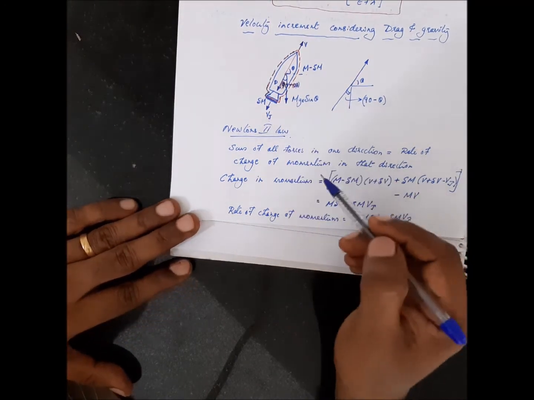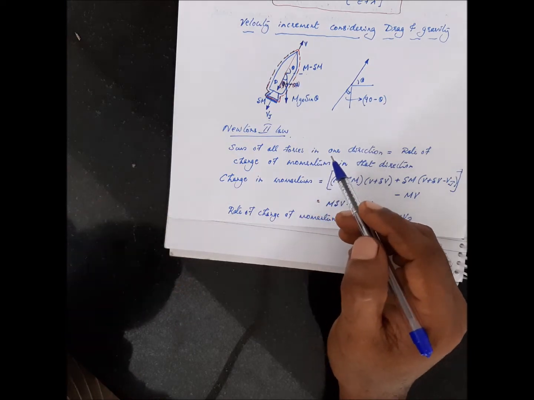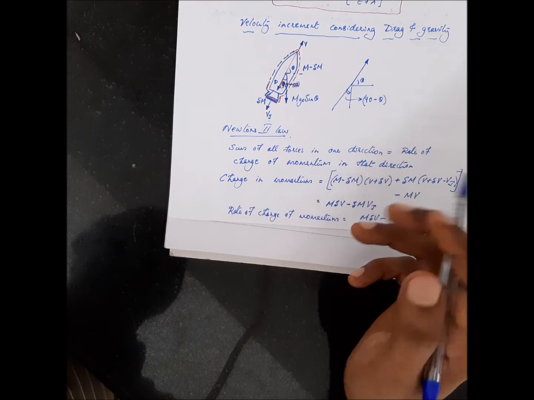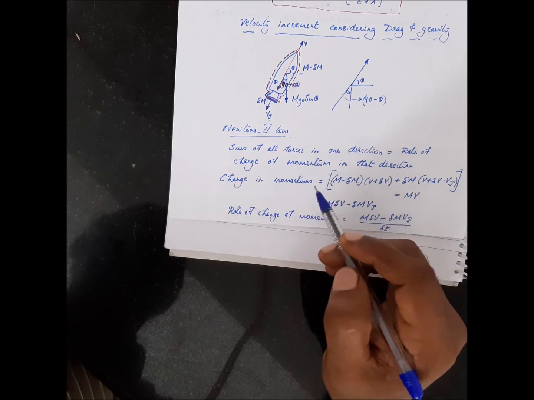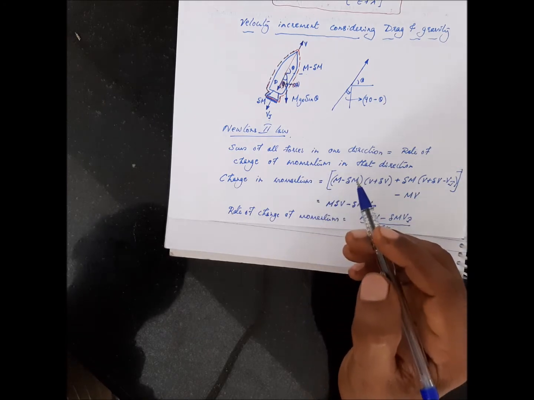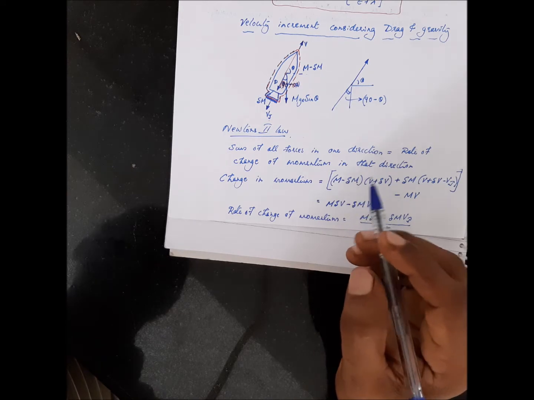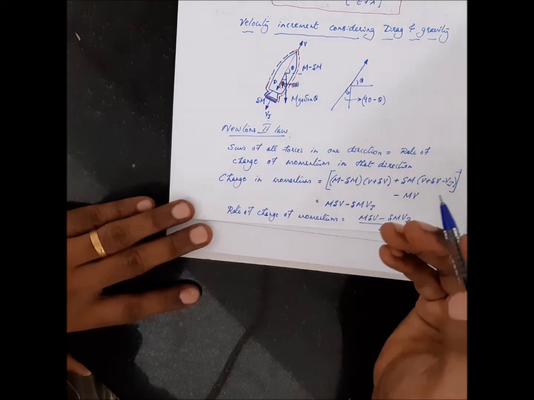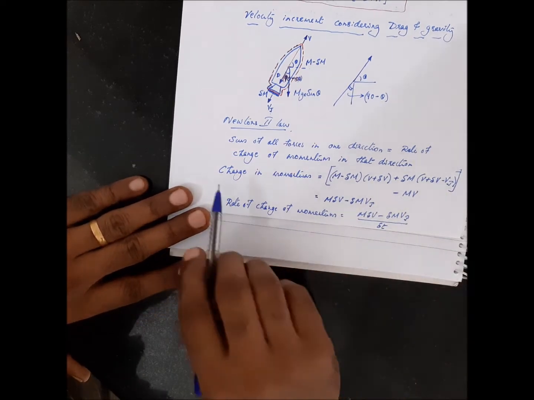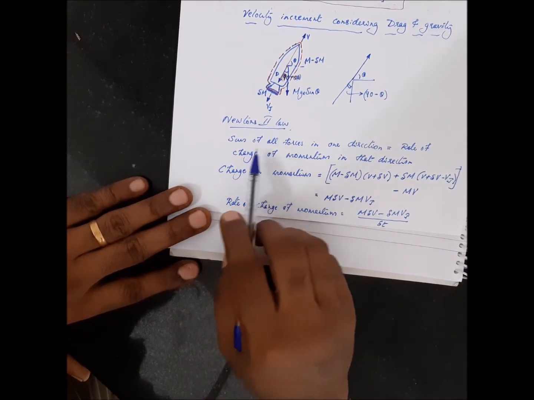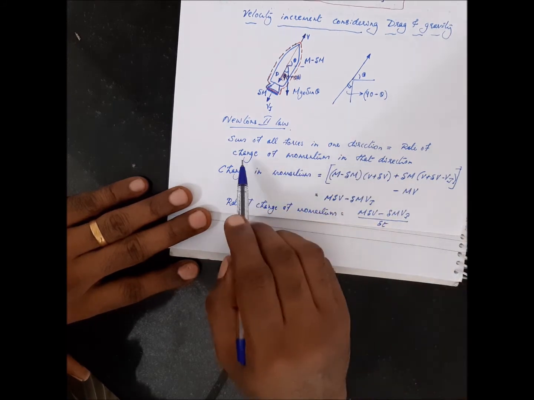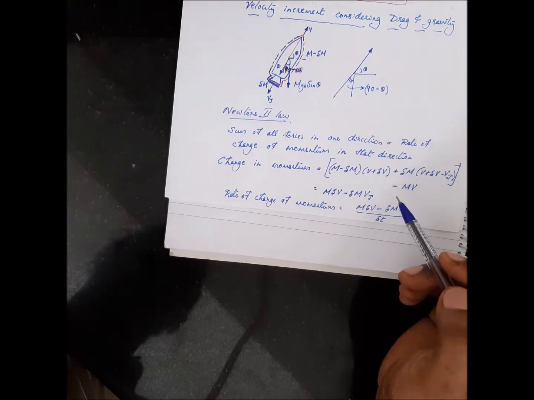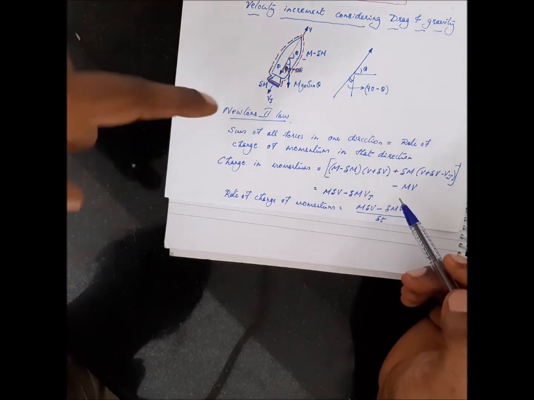Here the first equation was simple because we just needed to apply conservation of momentum. Here we actually use Newton's second law. Why? Because you have a momentum exchange and a force coming into play. So we use Newton's second law to find this expression. The sum of all forces in one direction is equal to the rate of change of momentum in that direction.